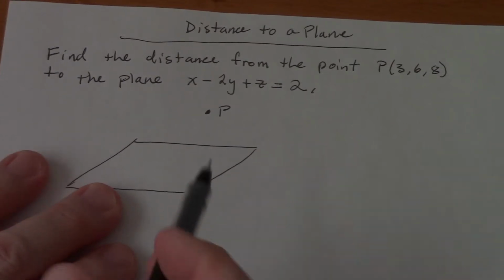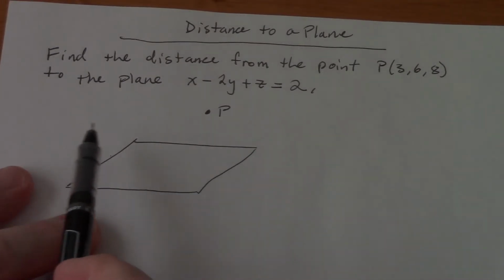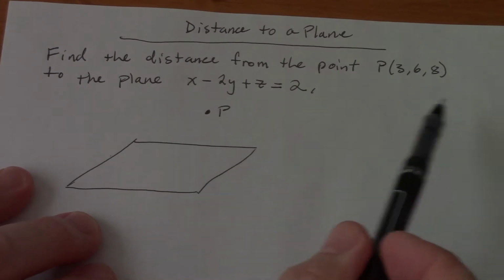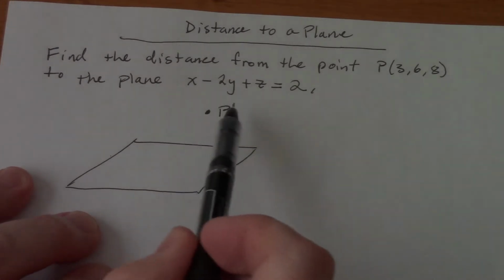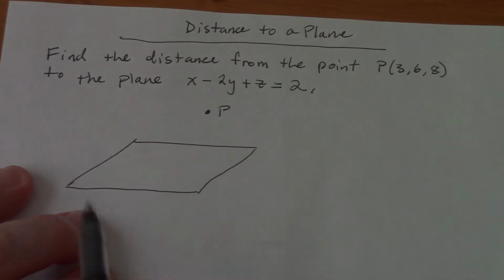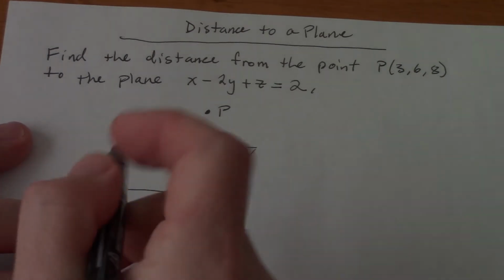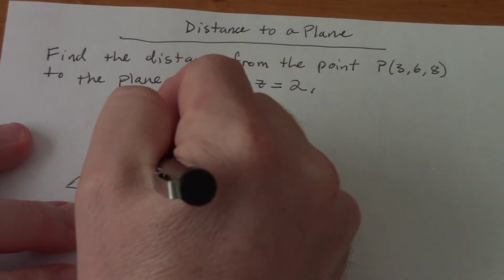Okay, class, in this video we're going to find the distance from a point, 3, 6, 8, which I'm going to call P, to the plane x minus 2y plus z equals 2. And we'll investigate other distances between objects and planes as we go through this. They're all going to be sort of the same as this example here.